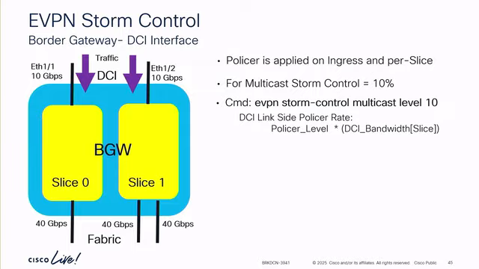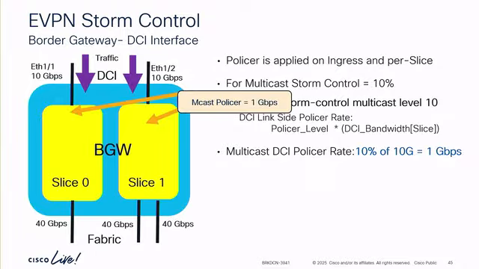Now, how do I actually calculate the policer rate for the multicast traffic ingressing? The formula is the policer level, which in this case is 10%, multiplied by the DCI bandwidth per slice. So if we do the math, the policer rate for multicast traffic ingressing a DCI interface would be 10% of 10 gigabits. Here both of these slices happen to have one 10 gig interface on the DCI, so we get 1 gig. So 1 gig is the policer rate that is applied on the ingress of the DCI interface.